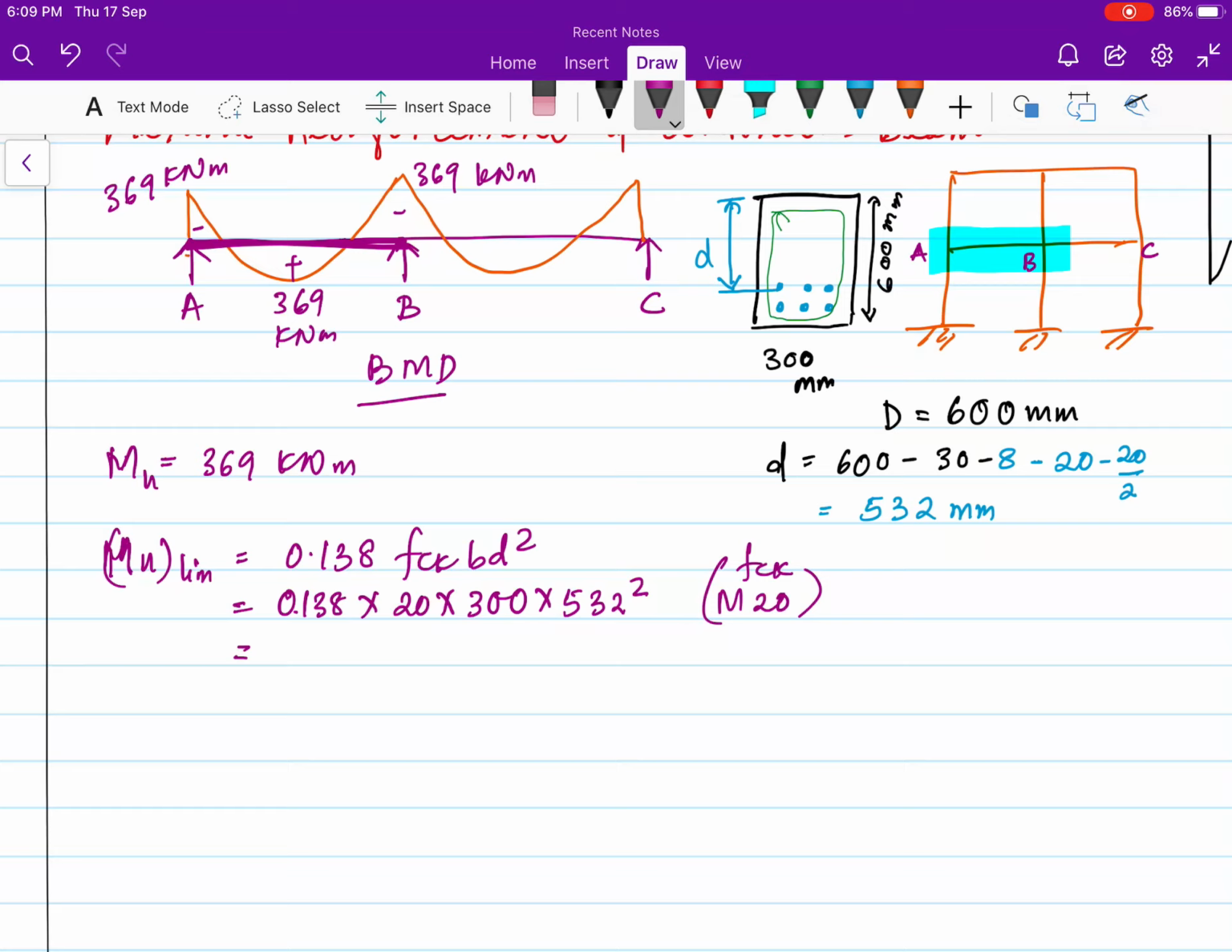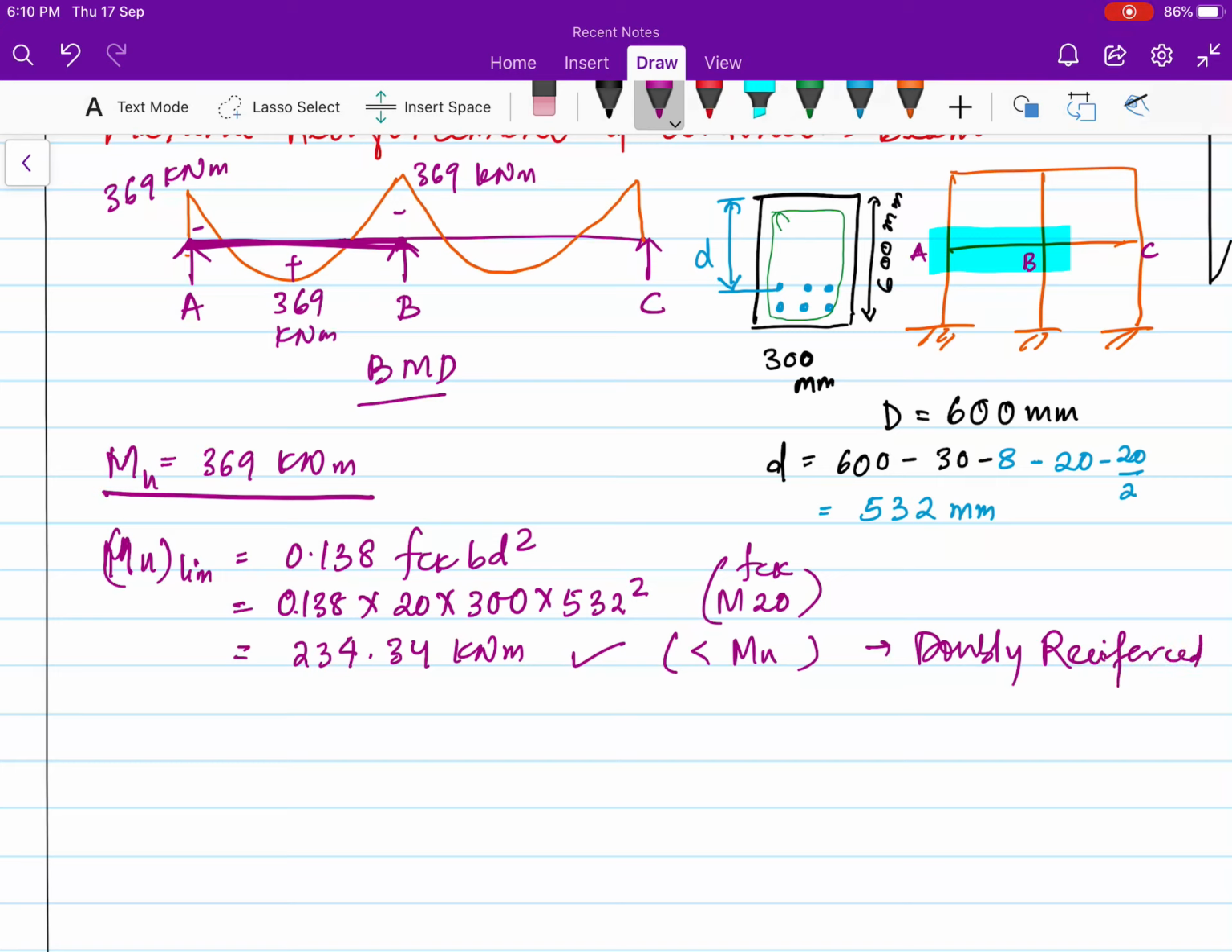So what is the value? 234.34 kilonewton meter. So this size of beam, 300 cross 600 mm of M20 grade, can take a limit of 234.34 kilonewton meter. But our moment we have to design for is 369 kilonewton meter. That means this is less than Mu, so we are going for doubly reinforced beam design. Otherwise, we could have designed as singly reinforced beam.